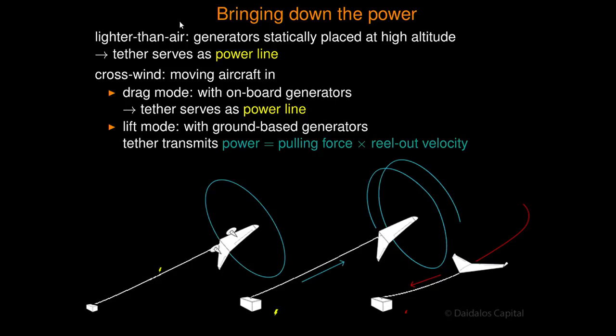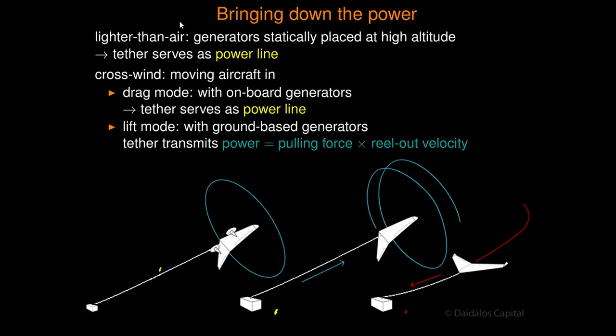Here you have a moving aircraft, which can move in something called the drag mode, meaning that you have onboard generators on the aircraft. Essentially it's a propeller aircraft, but the propellers are reversed in repeller mode so that the propellers produce energy for you. And then the tether serves as the power line. This principle is shown here. You can see the generators, and then the power is brought down by the tether.